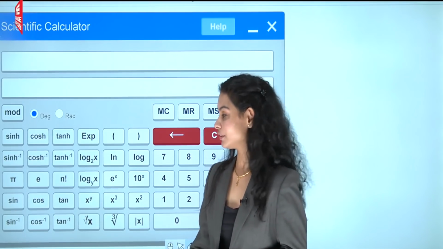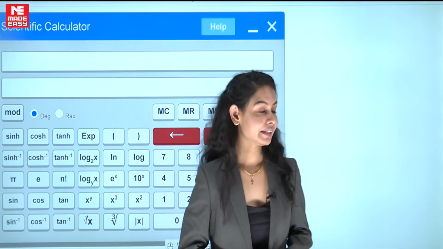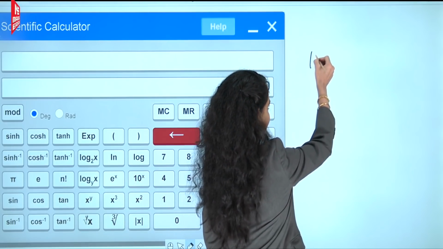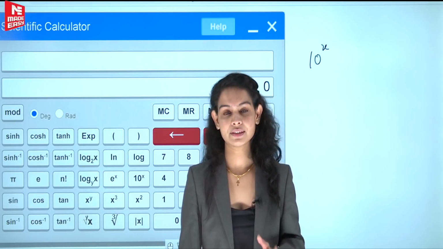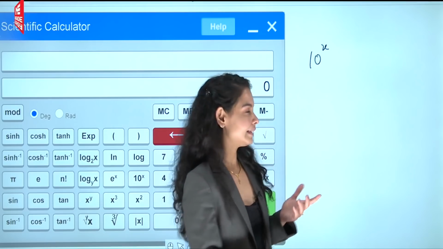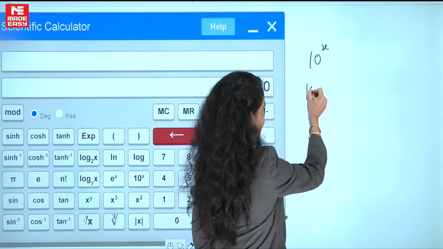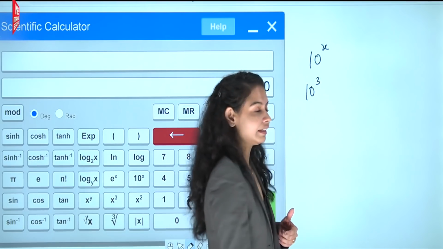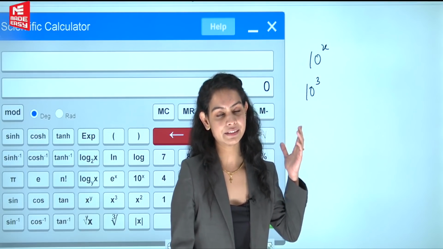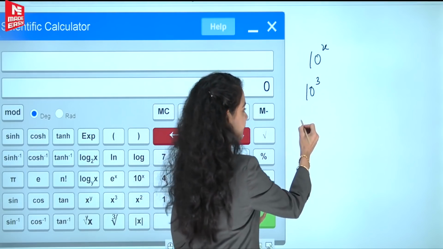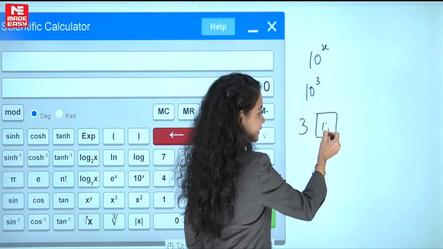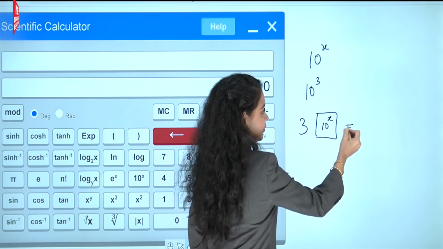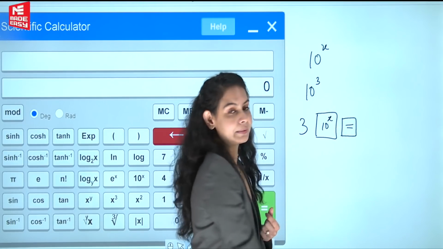Now let's see 10 to the power of x tab. Now for 10 to the power of x, again the algorithm will be same. You have to enter the value of x first and then press the function tab. Let's perform, let's say 10 to the power of 3. Now here the value of x is 3 and the function is 10 to the power x. So it's simple. First enter 3, then press the function tab which is here 10 to the power of x, then press equal to and you will get your answer.